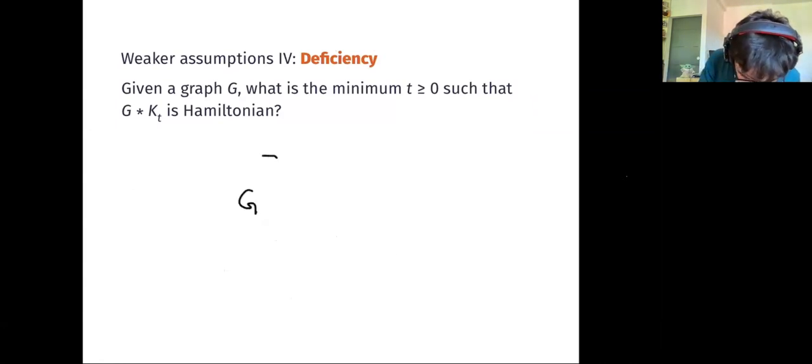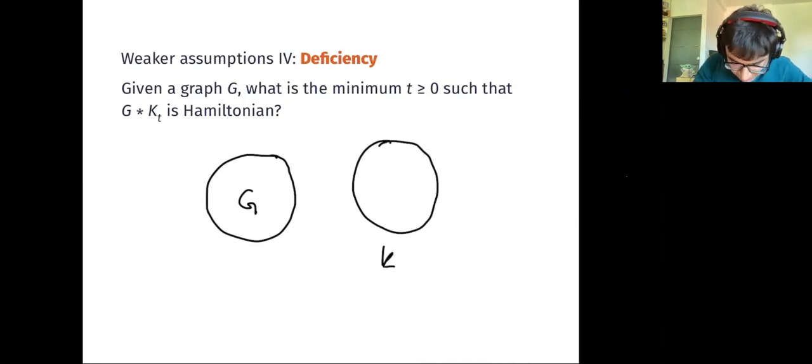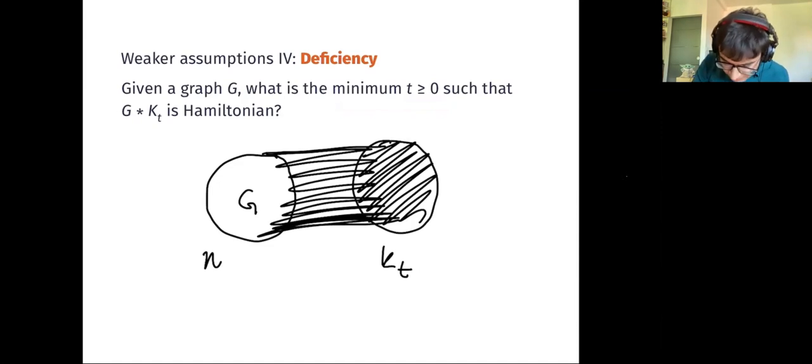So I am given a graph G, and I ask, what is the minimum positive integer t such that if I take the join, meaning I join with a clique on t vertices, so I put a clique here, and I put the complete bipartite graph between these two parts, this new graph is Hamiltonian? If my original graph had n vertices and I take t to be at least n, then even if G is empty, G joined with K_t will be Hamiltonian.